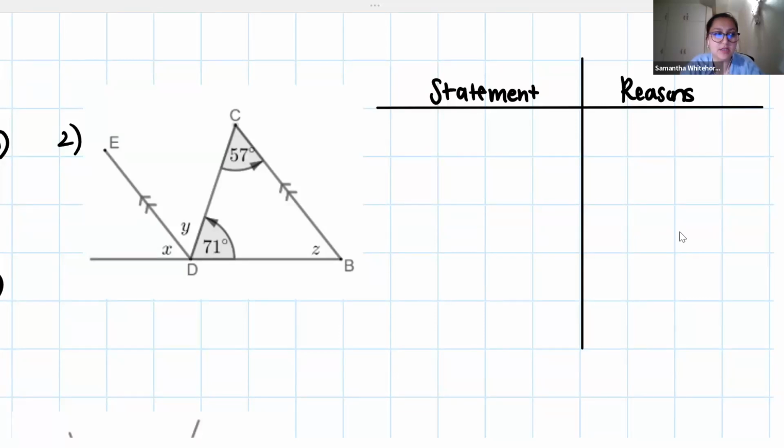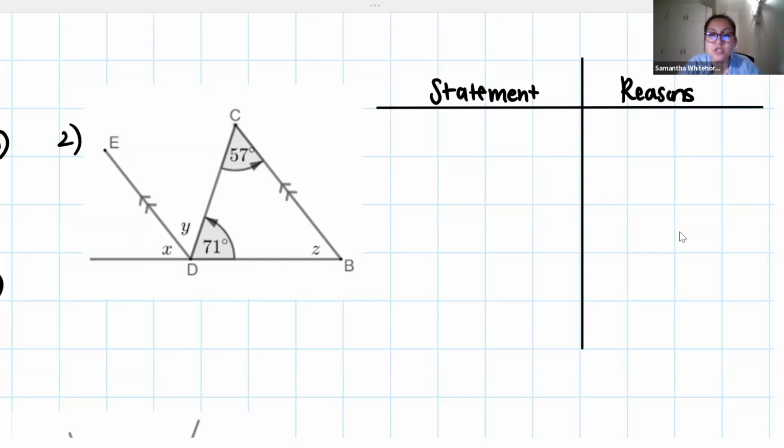Remember, if you're feeling stuck, start by identifying where those parallel lines are and then looking for the F, Z, and U shapes, and then go from there. You don't have to start with X. You can start with any letter you want. The only time you have to go alphabetically is if we tell you to. Sometimes it's useful, sometimes it's not.